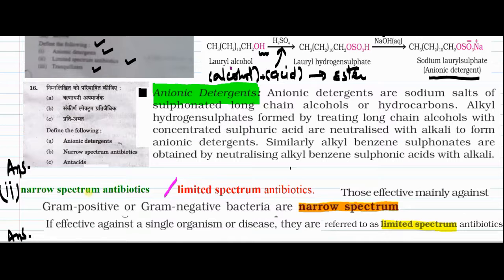Narrow spectrum antibiotic or limited spectrum antibiotics. Narrow spectrum antibiotics are effective mainly against gram positive or gram negative organisms. If effective against a single organism or disease, they are referred to as limited spectrum antibiotics.